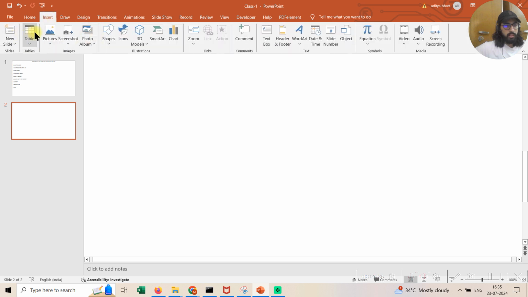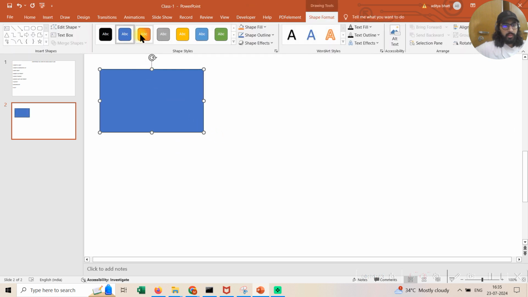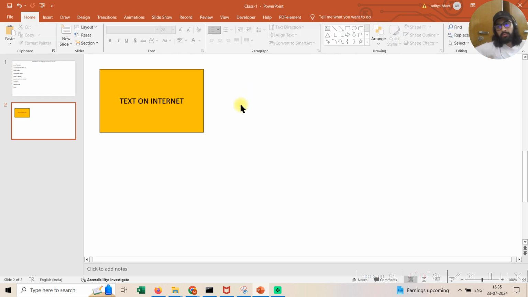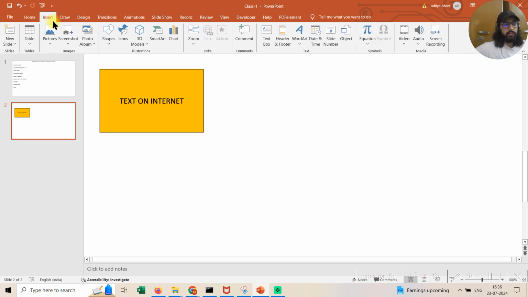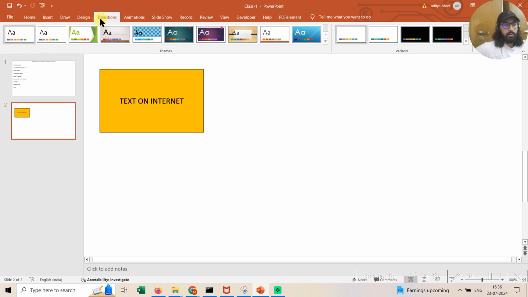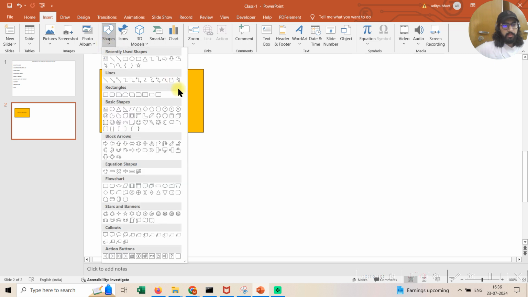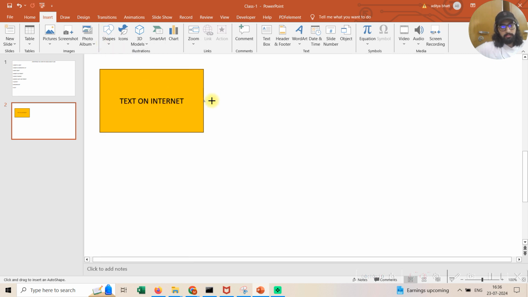So let's just try to draw something as well. Let's go to insert, go to shapes, and draw this shape for a moment. Let's keep it simple, just black. Yeah, this color is okay. Text on internet. Now we have so much text on the internet, so what we are essentially doing now is training a model.